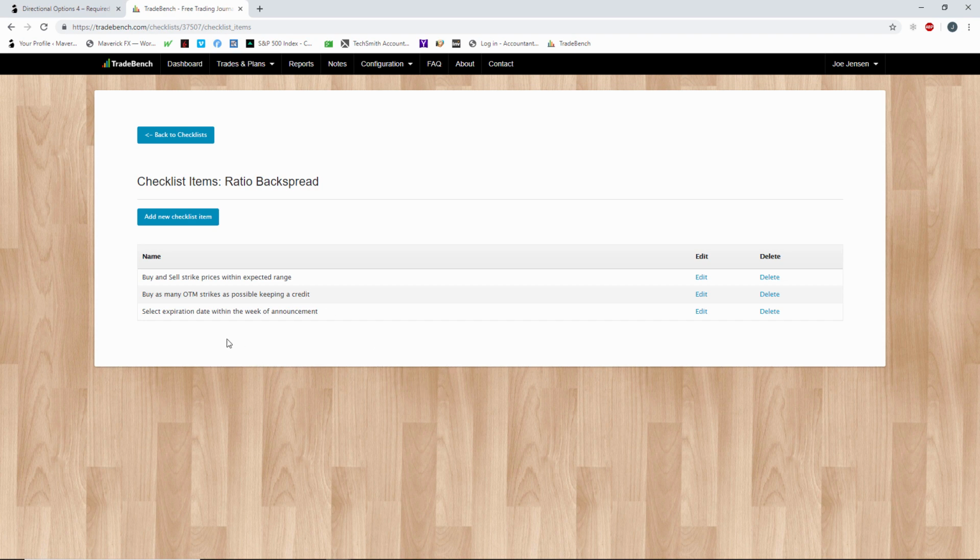And then the selection expiration date is within the week of the announcement. I know that we say do 2 to 3 weeks past the announcement.